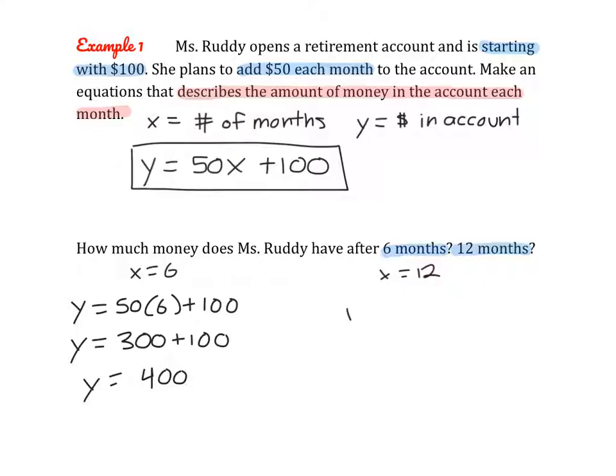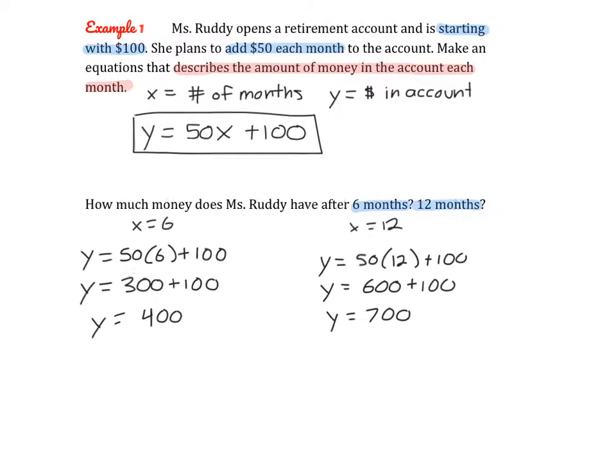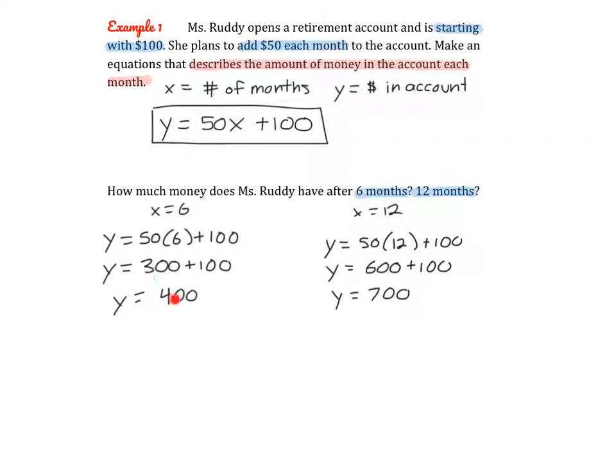And now we're going to do the same thing, except x will equal 12. So 50 times 12 plus 100. 50 times 12 is 600 plus 100 is 700. So this is really nice. We have a correct answer. However, if someone asked how much money does Miss Ready have after 6 months and you said y = 400, that doesn't really make sense in terms of a real life problem. So we're going to want to try to write this answer as a complete and thorough sentence that answers the question. So how much money does Miss Ready have after 6 months?